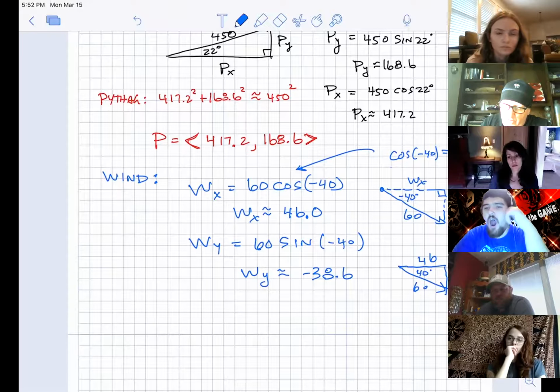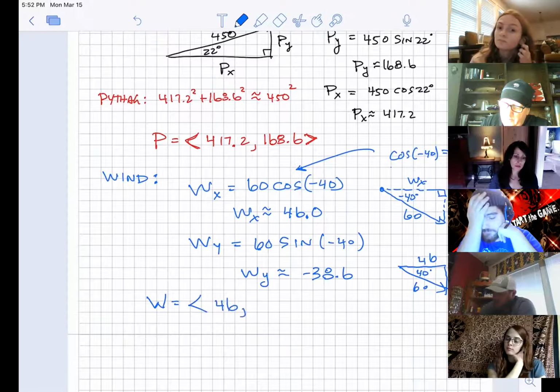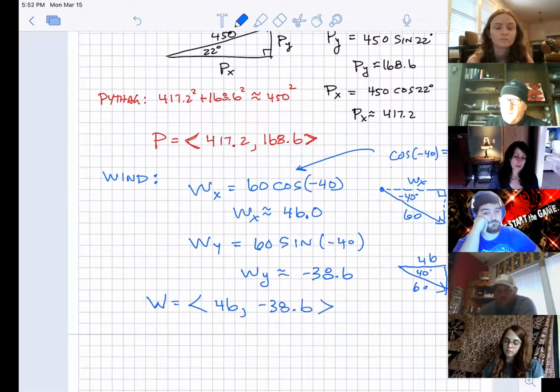And so I could say, awesome, the wind is 46 is my x coordinate and negative 38.6 is my y coordinate.